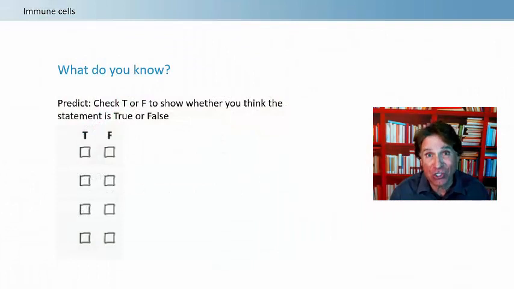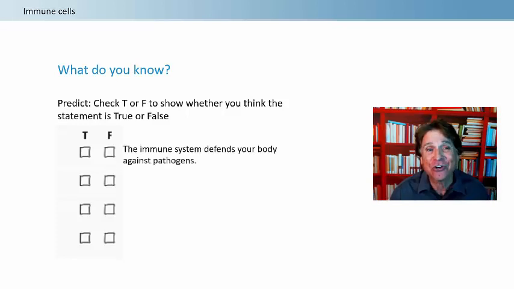I'm going to present a series of statements, and I need you to decide whether you think they are true or false. Here we go. First statement. The immune system defends your body against pathogens. True or false? Okay, I know that one is an easy one. That is obviously true. The immune system defends you against these foreign invaders, which are known as pathogens.